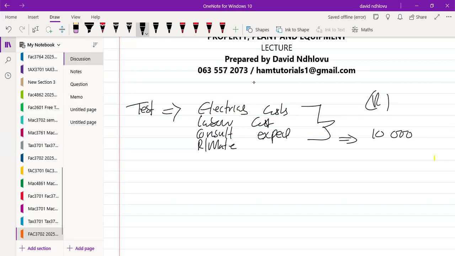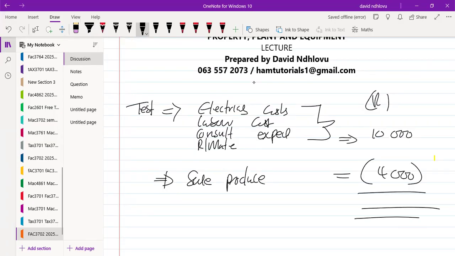You then produce a number of items that are in good condition for possible sale. So you then sell your produce, and receive 4,000 from the produce that you produced while you're testing, and you have a market for that, you dispose of it. So you then have an amount of 6,000. So this is what you add to the cost of the asset.